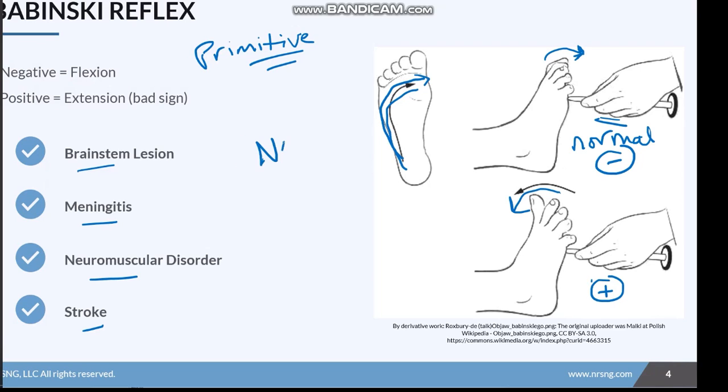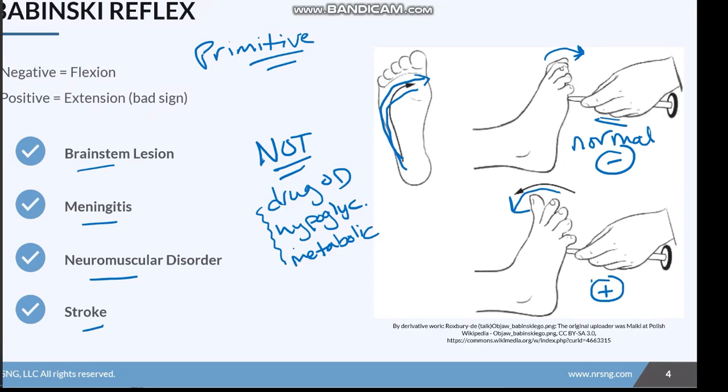Things that will not create a positive Babinski are things like drug overdoses, hypoglycemia, and any kind of metabolic conditions. So essentially, if the patient comes in unresponsive and you do a Babinski and it's negative, then you know that you may or may not be dealing with a neurological issue. But if it's positive, again, you know it's neurological.